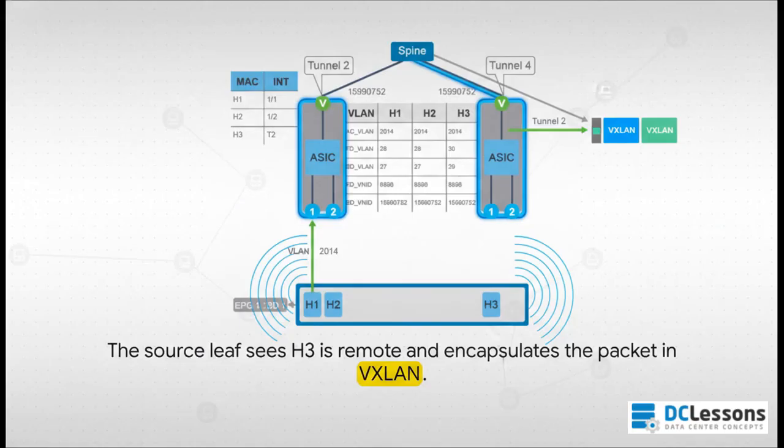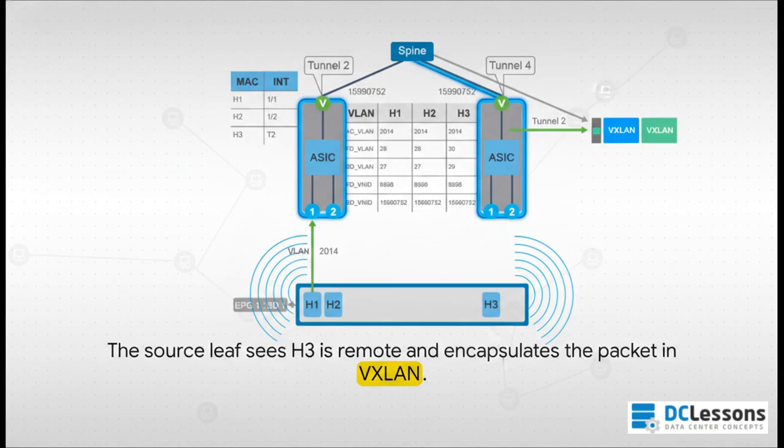Okay, so H1 sends its packet. The first leaf switch, our source leaf, gets it and realizes, hey, H3 isn't one of my local guys. And this is where that VXLAN magic kicks in. The leaf takes that original frame, encapsulates it, and slaps a VXLAN header on it. And the most important part of that header is this thing called the bridge domain VNID, or BD_VNID.